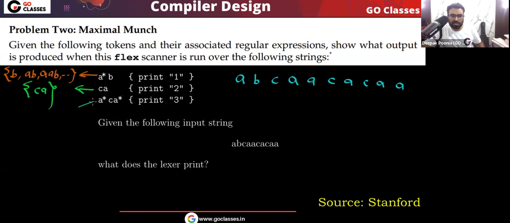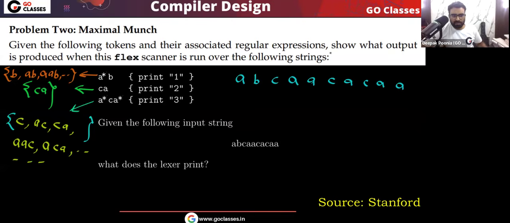Now, what about this here? You can see this is A star, C, A star. Means definitely there should be C, surrounded by A's. Means C is also fine because star means zero or more times. This star also means zero or more times. Remember, this star has nothing to do with this star. So, for example, this star you can take 2, this star you can take 4. If I take both the stars 0, I will get C. I can also get AC, CA, AAC, ACA, and so on. Very simple.